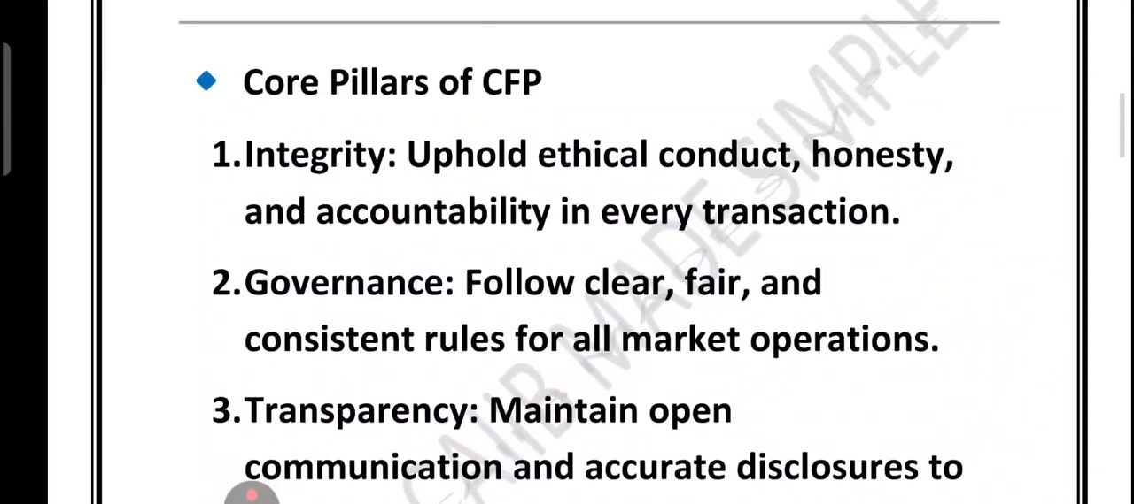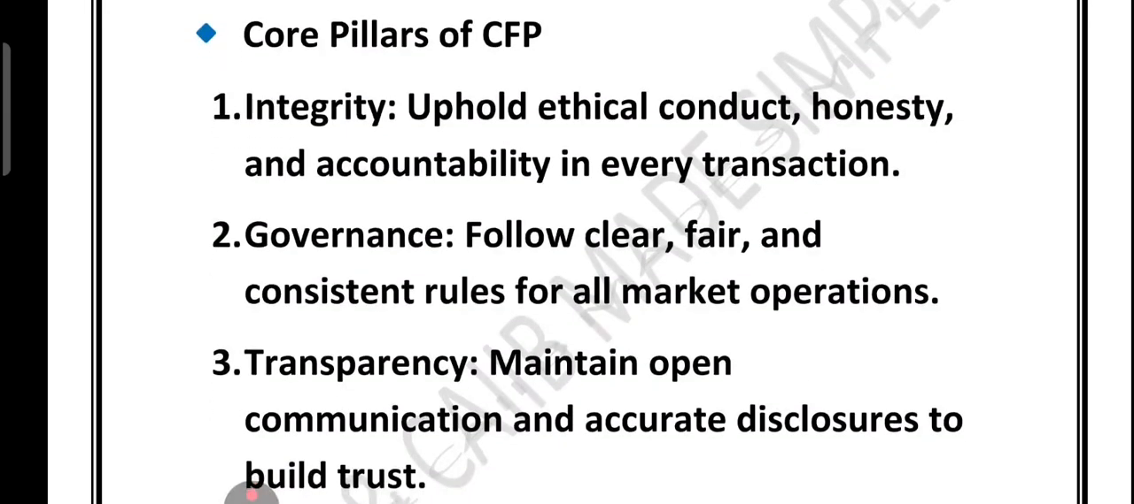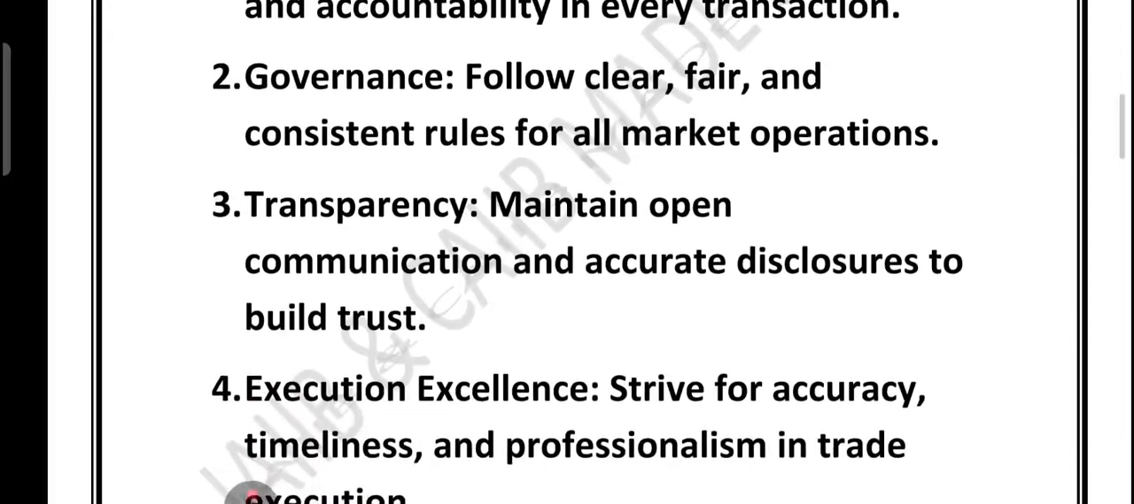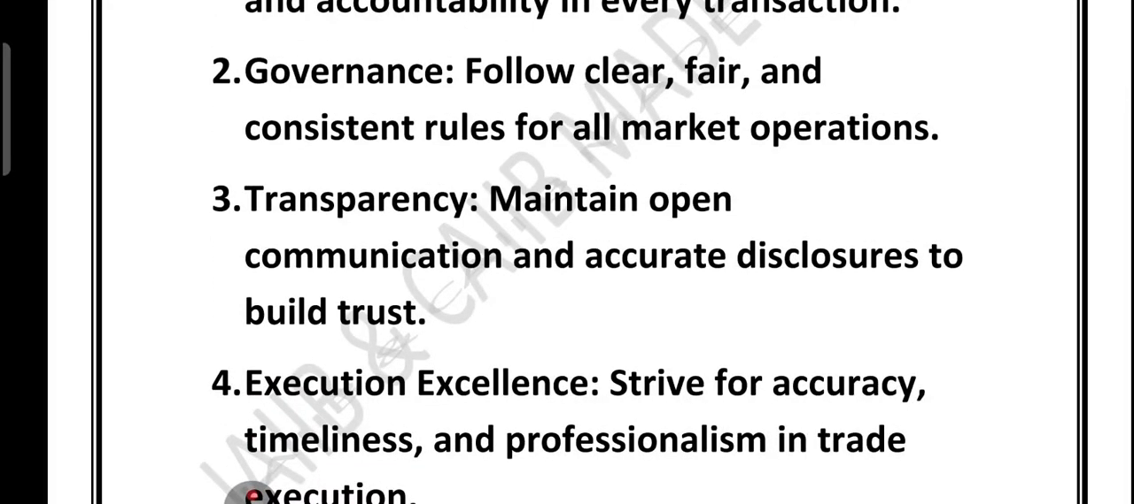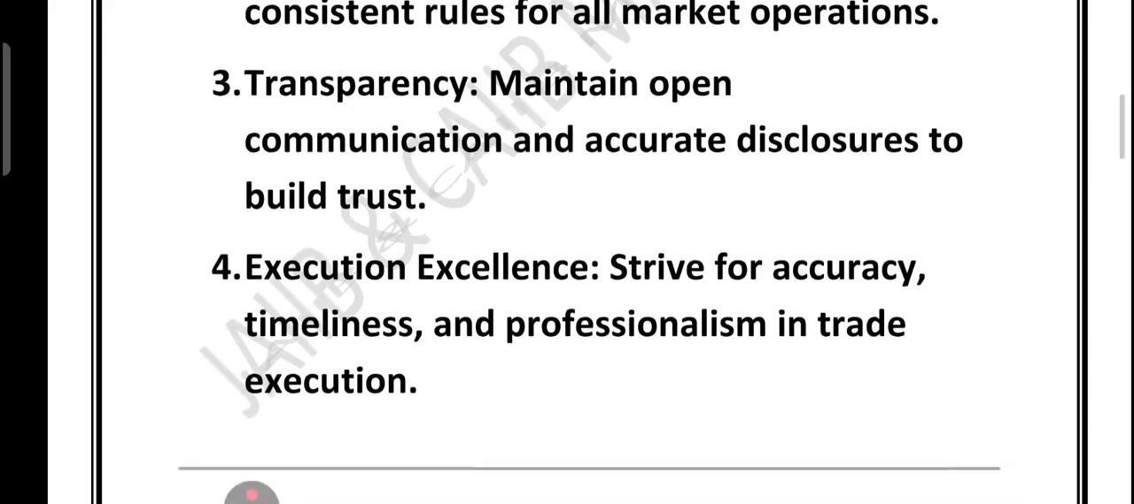Let's look at the core pillars of the Code of Fair Practice. First is integrity, which means every participant must act with honesty, accountability, and strong ethics. In simple terms, do the right thing even when no one is watching. That is called integrity. Governance means what? Following clear and fair rules that apply equally to everyone in the market. No shortcuts, no special treatment.